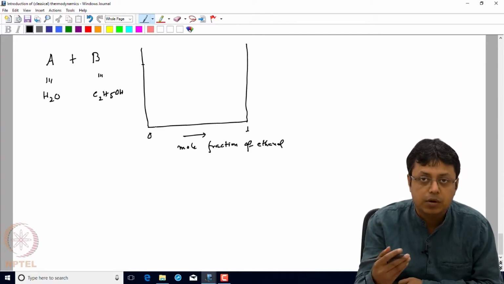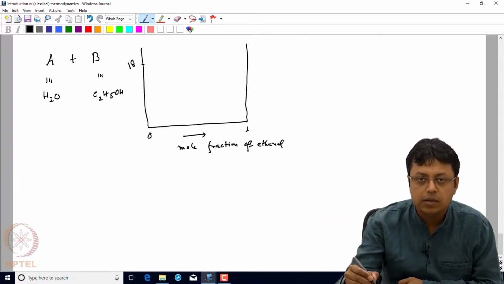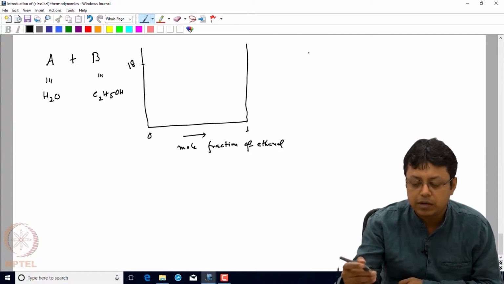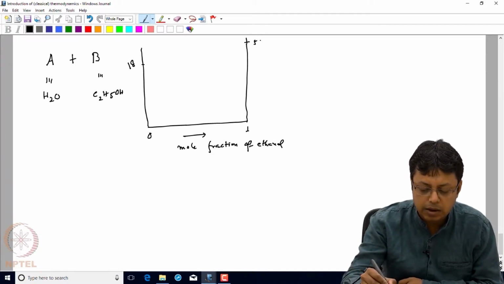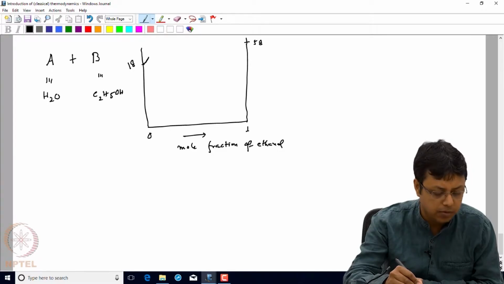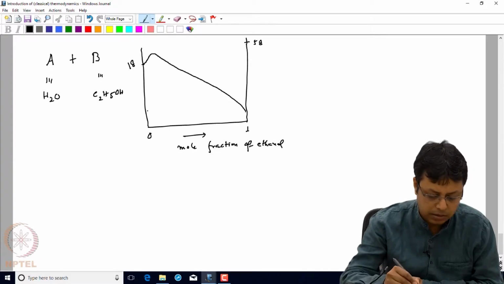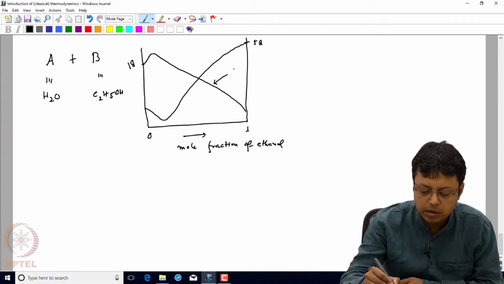Now, when it is 0, it's pure water. So the molar volume will be nothing but 18, because if I take the density of water as 1 gram per cc, and the molecular weight of water is 18 gram per mole, that will give you the molar volume. And then we see that for ethanol it will be like 58. You can easily calculate it, but the density is required. And then the variation of the partial molar volume will be something like this. This curve is for partial molar volume of water, and this curve is partial molar volume for ethanol.